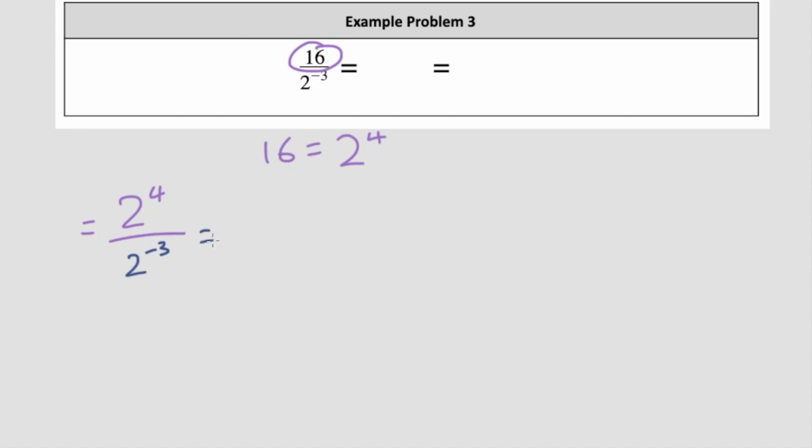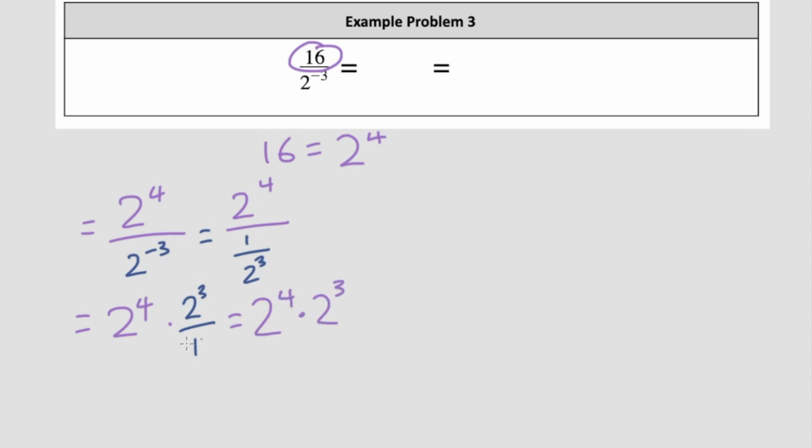That whole thing is equal to 2 to the power of 4 over 2 to the power of negative 3, which is equal to 2 to the power of 4 over 1 over 2 to the power of 3. Well, I'm taking the reciprocal of the denominator, so that's 2 to the power of 4 times 2 to the power of 3 over 1, which is equal to 2 to the power of 4 times 2 to the power of 3, which is 2 to the power of 4 plus 3, which is equal to 2 to the power of 7, which is 128.